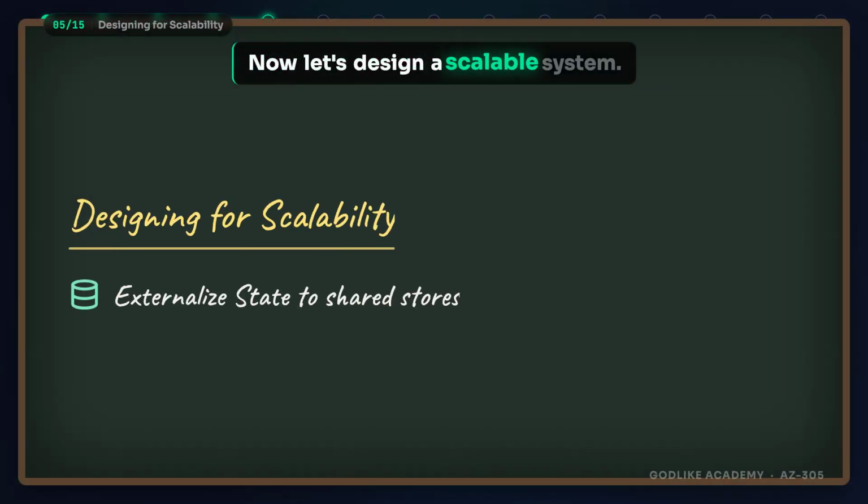Now let's design a scalable system. First, we externalize state to ensure servers are stateless. This allows any server to handle any request without losing context.